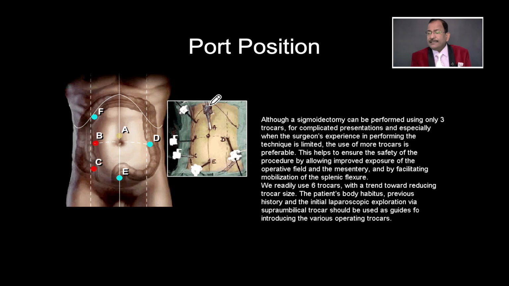Because your target is from the transverse colon up to the rectum. This is not a fixed target like the cystic pedicle or the hilum of the spleen or kidney. So due to the big target, you have to use multiple ports. And the distance between all these ports should be 7.5, 7.5, 7.5, and one is supraumbilical, and the distance between these two working ports should be 15 centimeters. Two working ports.